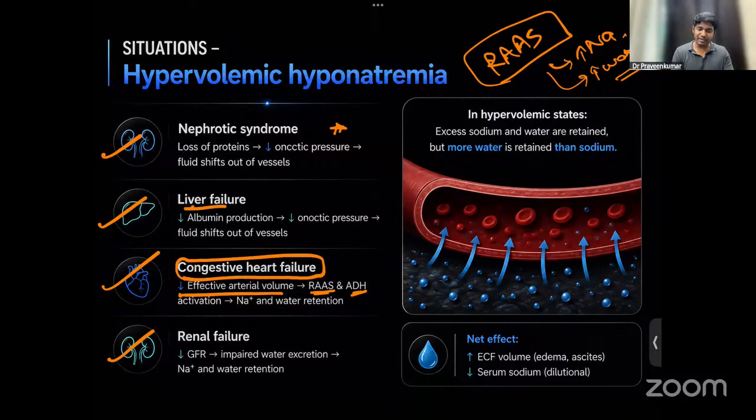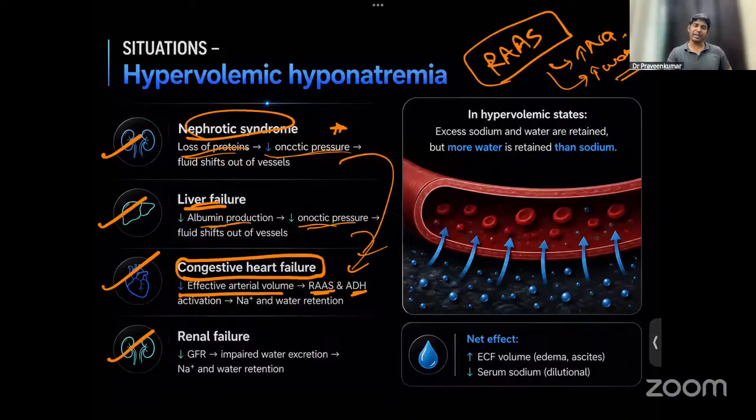And the same thing in liver failure. There is decreased albumin production. Whenever there is decreased albumin production, the oncotic pressure of the blood is going to be less, so water from the blood vessel goes into the interstitium. So the effective blood volume is going to be less. Again, that will increase your RAS and ADH, same mechanism. And in nephrotic syndrome also, there is loss of proteins, so reduced oncotic pressure, and it's the same mechanism. So these are all the conditions where we get hypervolemic hyponatremia.